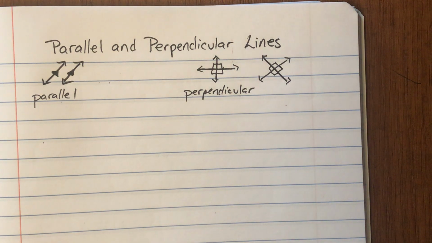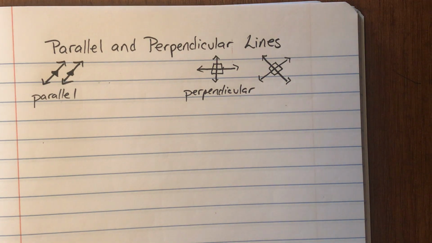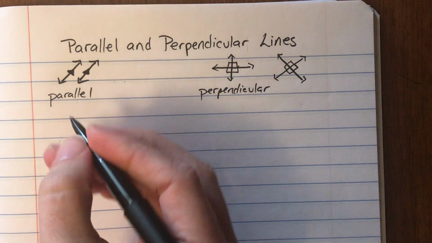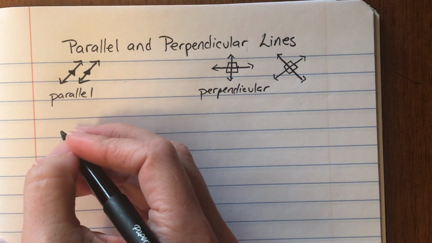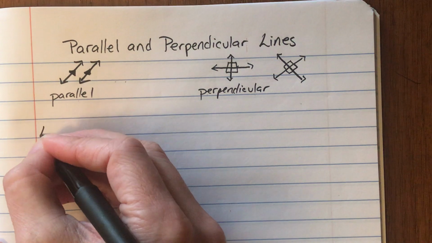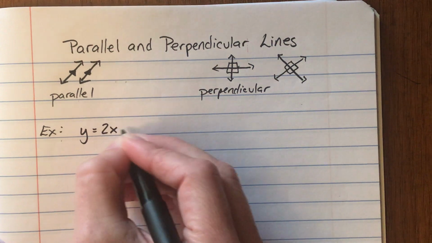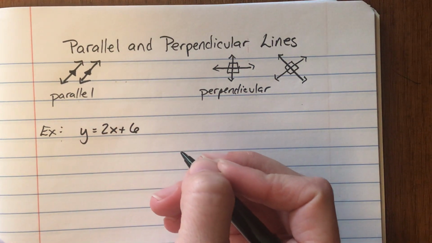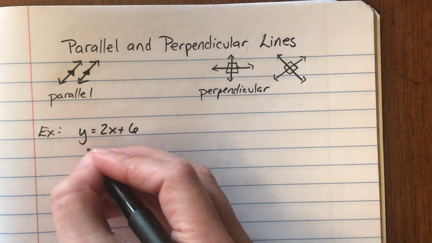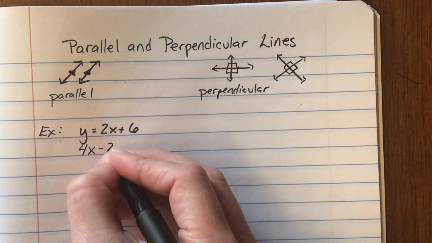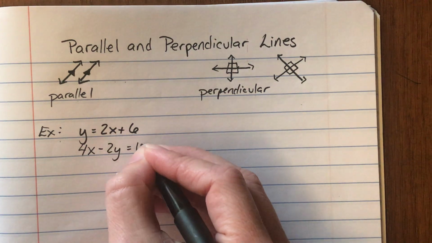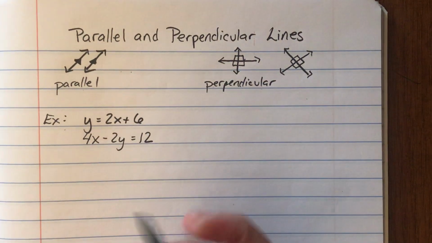And so what we're going to do today is just a real quick exploration of parallel and perpendicular lines and the connection to slope. We're going to ask ourselves a couple of questions about a couple of different sets of equations. The first example is, if you have the equation y equals 2x plus 6, and if you have the equation 4x minus 2y is equal to 12, we're going to make a couple of observations about these.